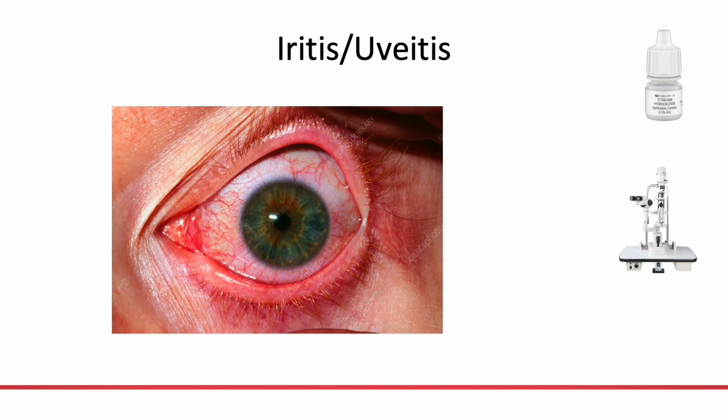And if you have really, really bad iritis, you can actually get a hypopyon, or the buildup of the white blood cells that kind of fill the bottom of the anterior chamber.